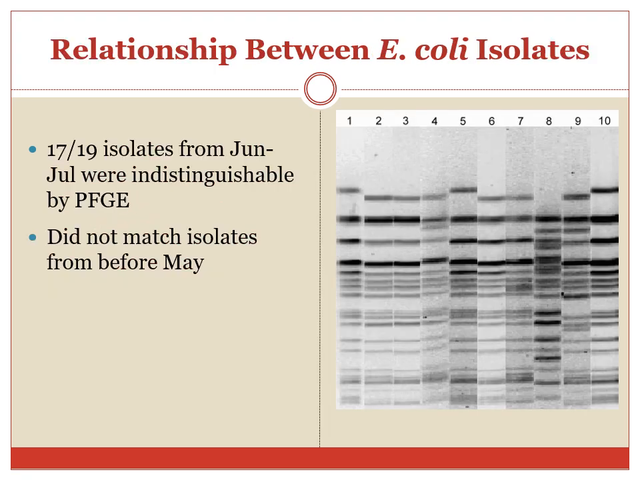So in this case, they examined the laboratory data and they found that 17 out of 19 isolates from June to July were indistinguishable by PFGE. And they did not match isolates from before May. So the cases that used to occur before May had a certain pulse field gel electrophoresis pattern, and now out of the 19 specimens that are new, 17 were indistinguishable. So we have dissemination of a single strain in this case.